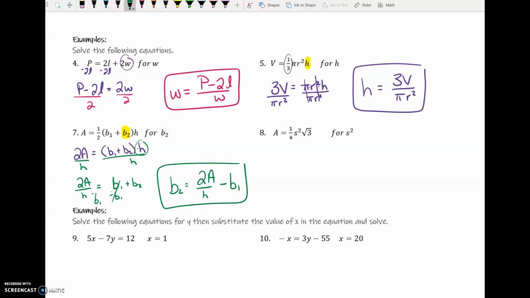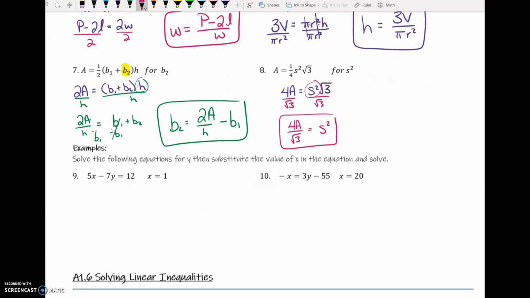Number 8 is very similar to number 5. I want you to give 8 a try on your own. Pause the video, give it a try. So to get rid of the 1/4, we multiply both sides by 4. That gives us 4a equals s squared times the square root of 3. We want to get s squared by itself, so divide by the square root of 3. Now, technically, this answer is bad because we're not supposed to have square roots on the bottom, but we haven't even gotten to that yet. So for now, I'm going to say that one's fine.